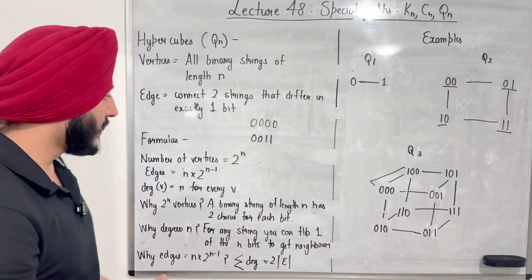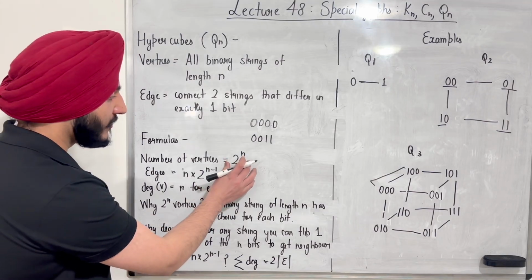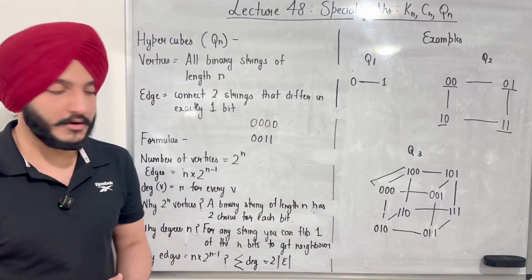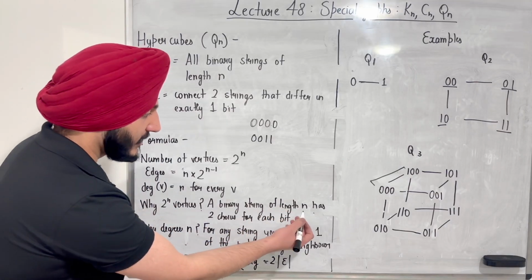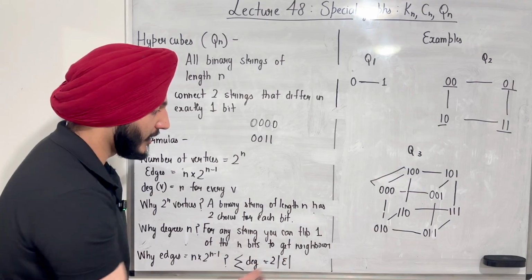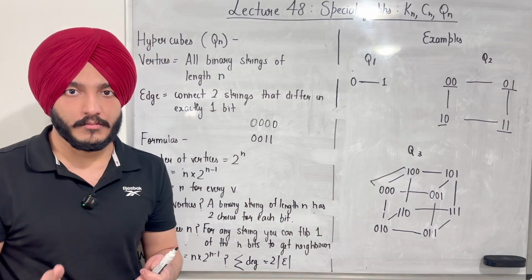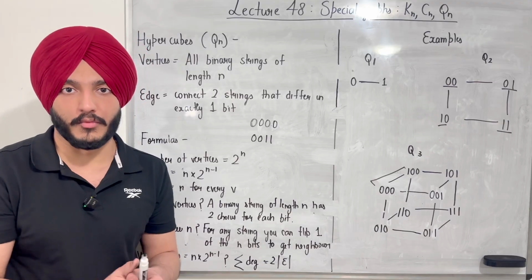Okay, so let's take a look at the formulas now. The number of vertices is equal to 2^n. Let's understand why the number of vertices is 2^n. A binary string of length n has 2 choices for each bit. The idea is very simple: the only possible bit values are 0 or 1.